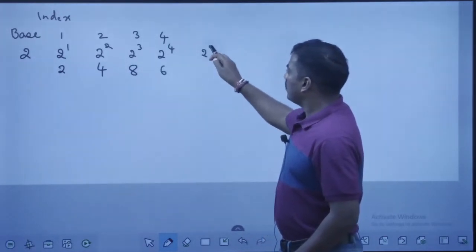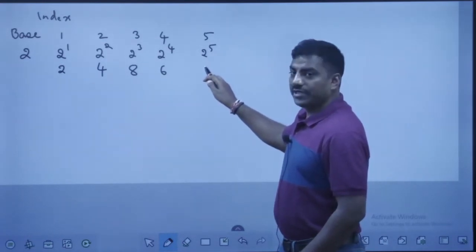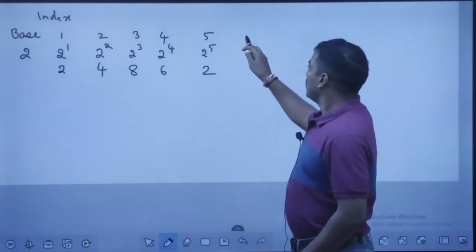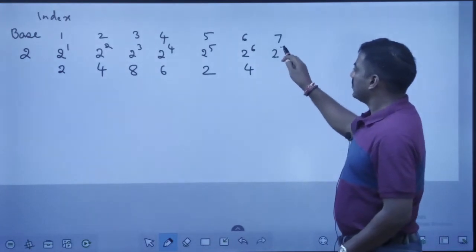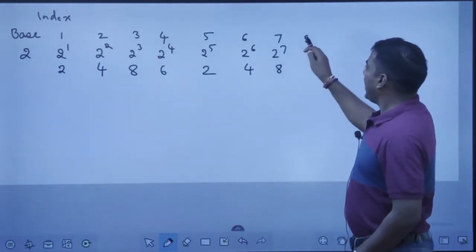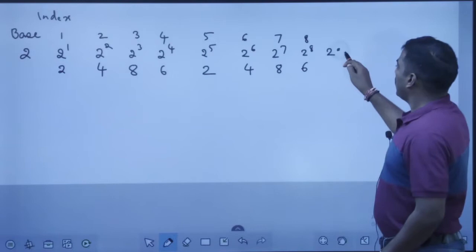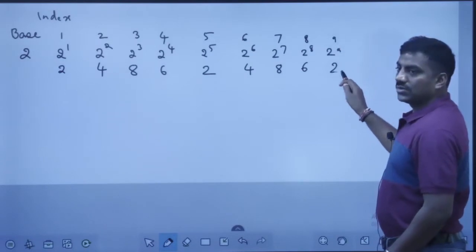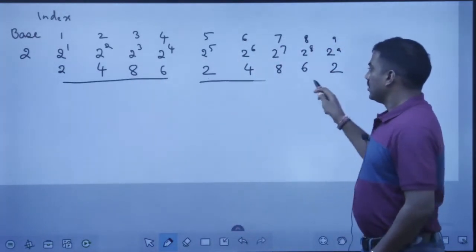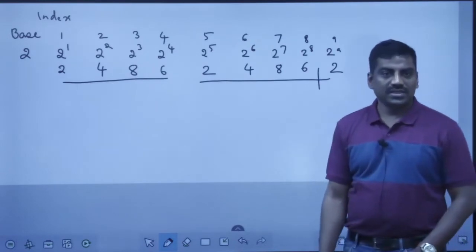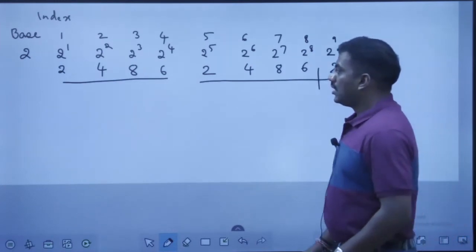Similarly, 2 to the power of 5, last digit, 32, 2. 2 to the power of 6, last digit. 2 to the power of 7, last digit. 2 to the power of 8, last digit. 2 to the power of 9, last digit. See here, after every 4 powers, there is the same pattern. There is a repetition of the pattern. Yes or no? Yes? Now go for 3.